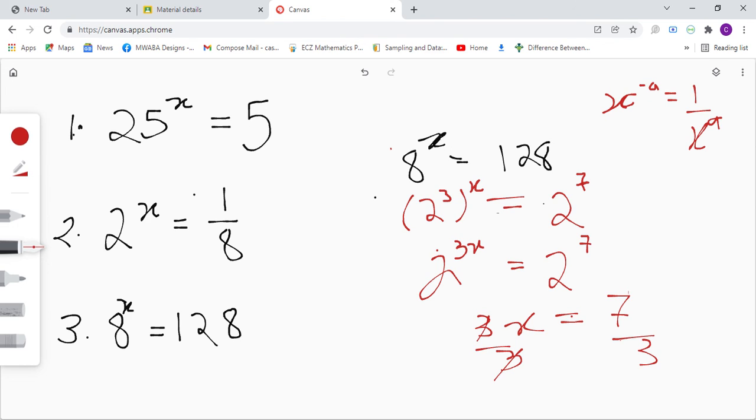This is an improper fraction. We can leave it as it is, or write it as a mixed number: 3 goes into 7 twice, remainder 1. So either way, you can leave the answer in either form, but it just depends on what your teacher or your lecturer wants, right?